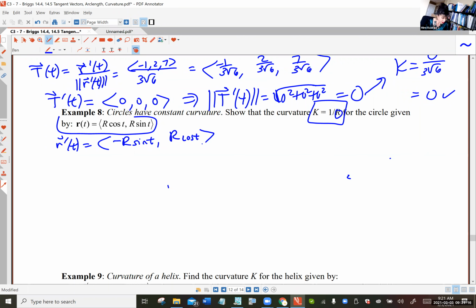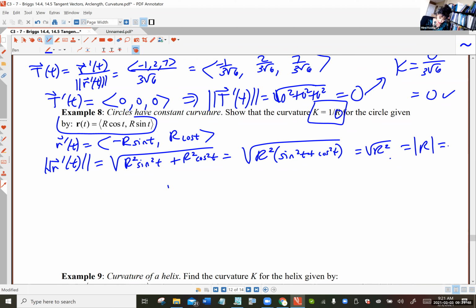And you know what we're going to do. We're going to pull out a common factor of r squared. And it's a beautiful thing because you can use that trig identity: sine squared plus cos squared is 1. Then we're just taking the square root of r squared, and we get the absolute value of r. And it's definitely going to be something positive, otherwise we have an impossible circle.